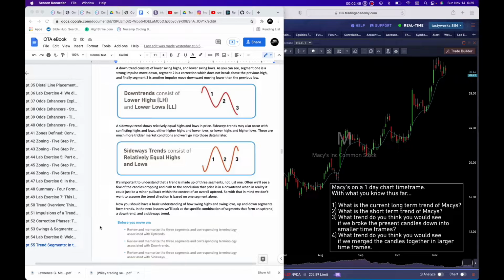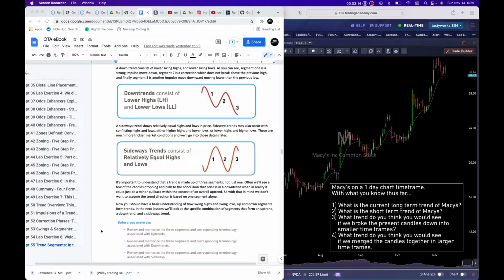Now you should have a basic understanding of how swing highs and swing lows, up and down segments form trends. In the next lessons, we'll look at the specific combination of segments that form an uptrend, a downtrend, and a sideways trend. Before you move on, review and memorize the 3 segments and corresponding terminology associated with uptrends.